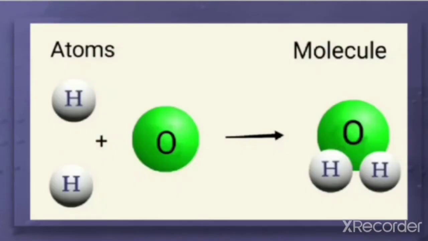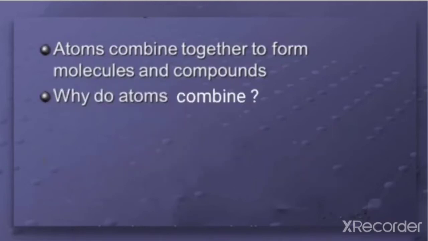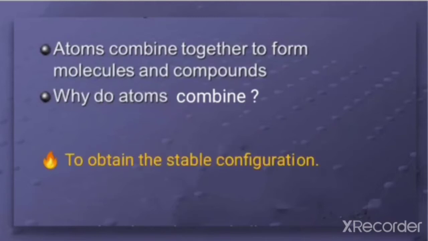In the previous chapter, we discussed that atoms are the smallest particles, and these atoms combine to form molecules. So we can say that atoms combine together to form molecules and compounds. But the question arises here: why do atoms combine? That is because atoms combine to obtain a stable configuration.